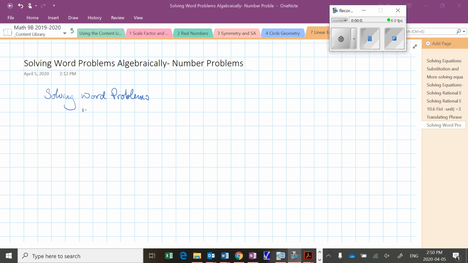So we're going to look at solving word problems algebraically, and today we're looking at number problems. The whole idea is that I know you guys have other means to solve, such as using guess and check, which is often a favorite method for students to use. However, there are some limitations, of course, to guess and check.